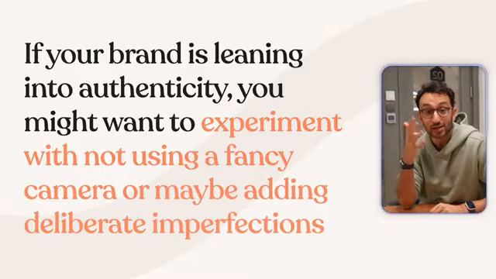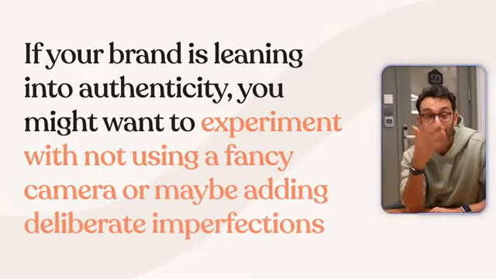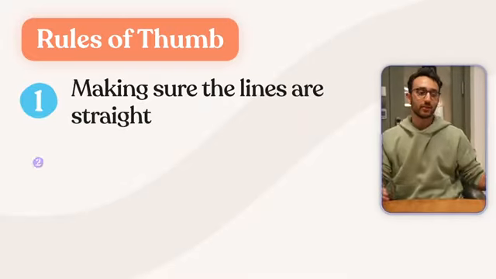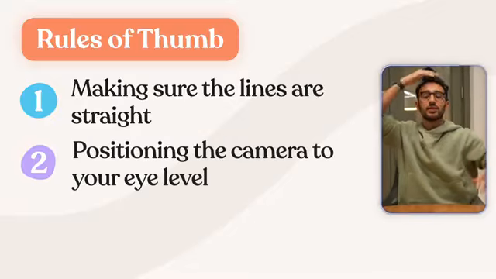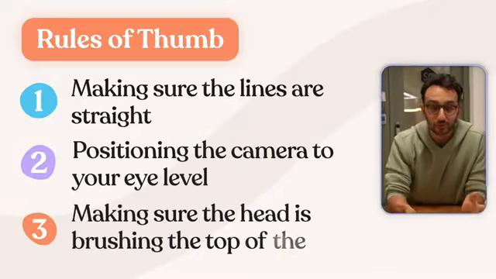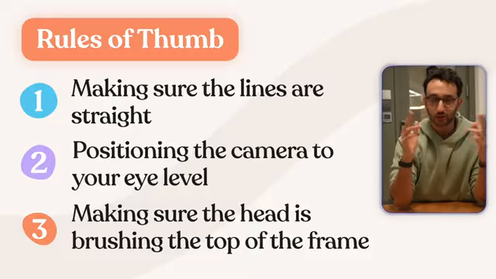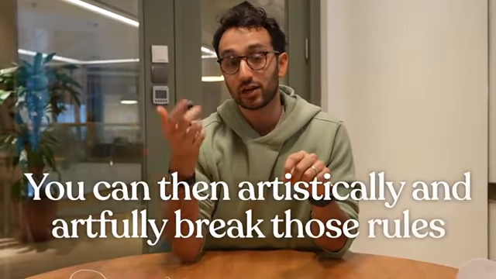I know creators who film with a fancy camera, but deliberately add grain and noise to their videos so that it feels as if it was filmed with a less fancy camera and a less fancy lens. There are general rules of thumb. Things like straight lines is a rule of thumb. Things like eye level is a rule of thumb. Things like head brushing the top of the frame is a rule of thumb. But if you know what the rules are, and you know that that's generally what is accepted and considered looking professional, you can then artistically and artfully break those rules.